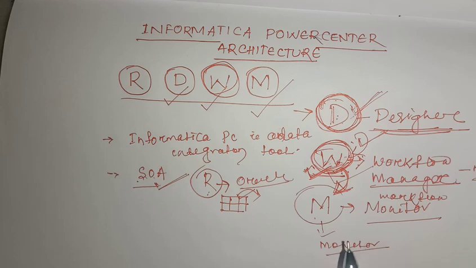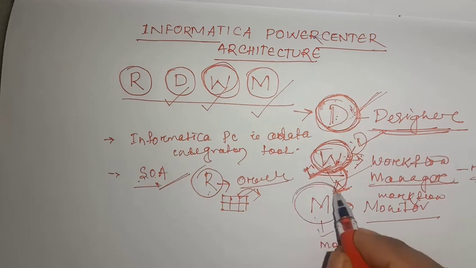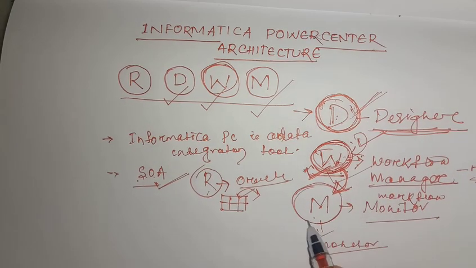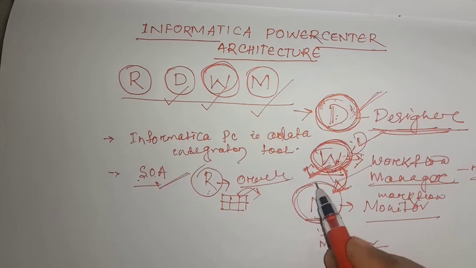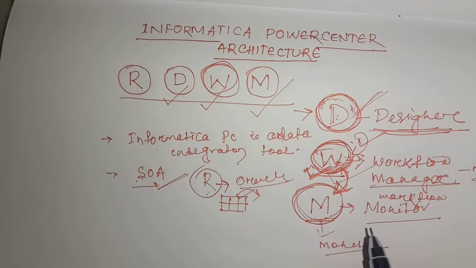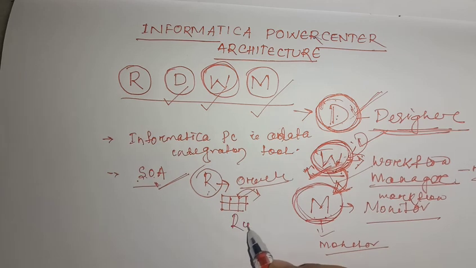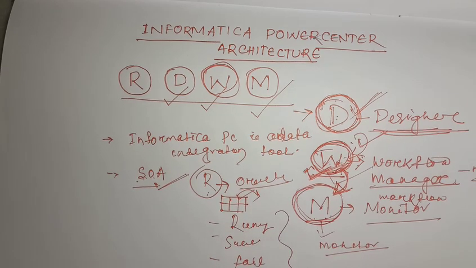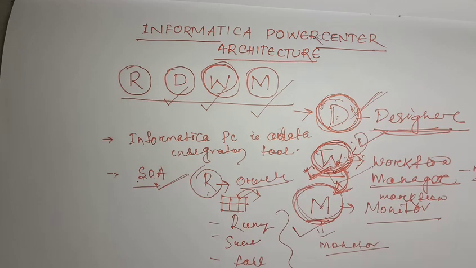From the workflow monitor we can run the workflow, but the workflow should run at least once from the workflow manager. When we run the workflow in the workflow manager window, it goes to the workflow monitor window, where we can check the running status of the workflow, like whether it is running, succeeded, failed, stopped, or aborted. We just have to check the status of the workflow in the workflow monitor window.